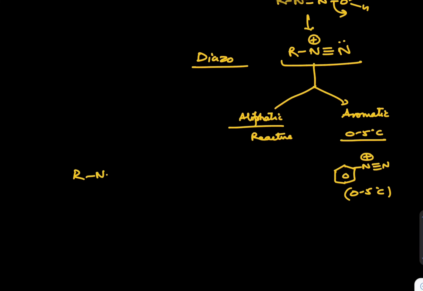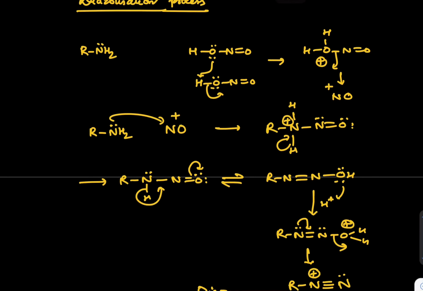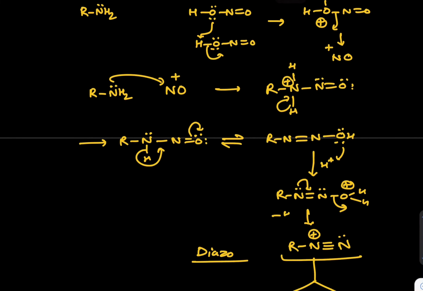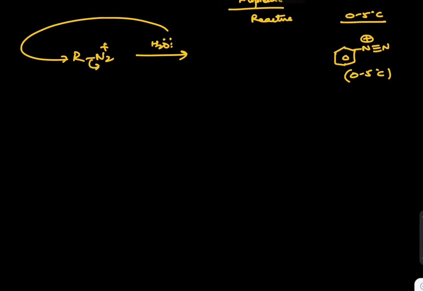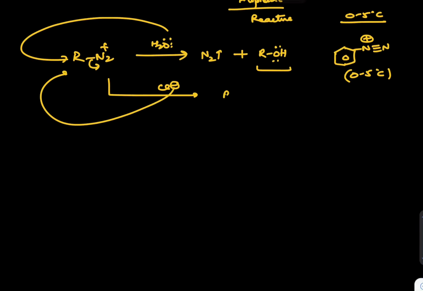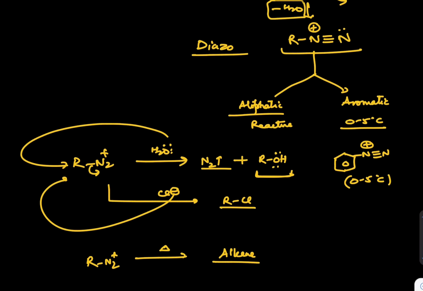If you have RN2 plus and you react it with water which was present in the medium, the water can go back and attack on R, and N2 is free. The final answer could be ROH, along with H plus taken off further. So this kind of alcohol we can expect. If we have presence of Cl minus ion in the given medium, then it could attack, and we can expect the RCl answer. And if RN2 plus is given some thermal condition, it can form alkene also. Hence all three answers are possible.